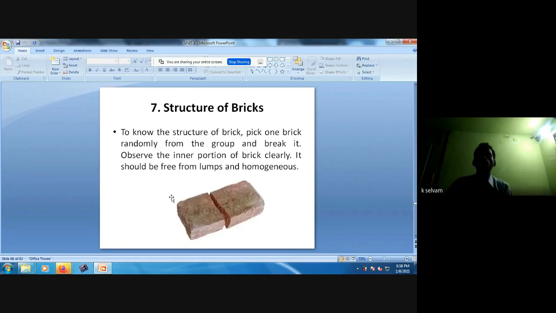Then the structure test of bricks. To know the structure of the brick, pick one brick randomly from the group and break it. Observe the inner portion of the brick clearly. It should be free from lumps and homogeneous. In a good brick, the structure should be without any lumps, homogeneous and fully compacted.